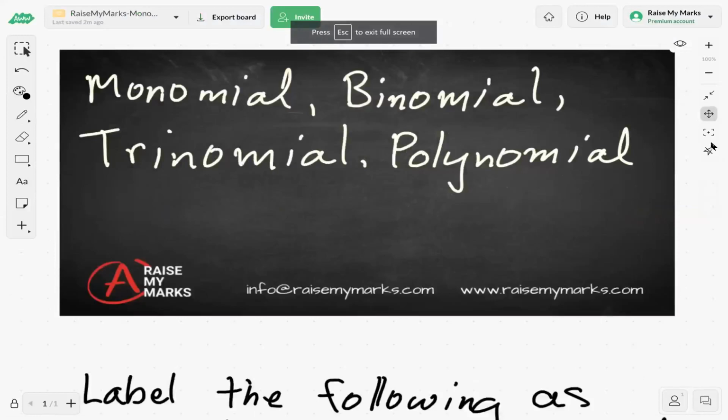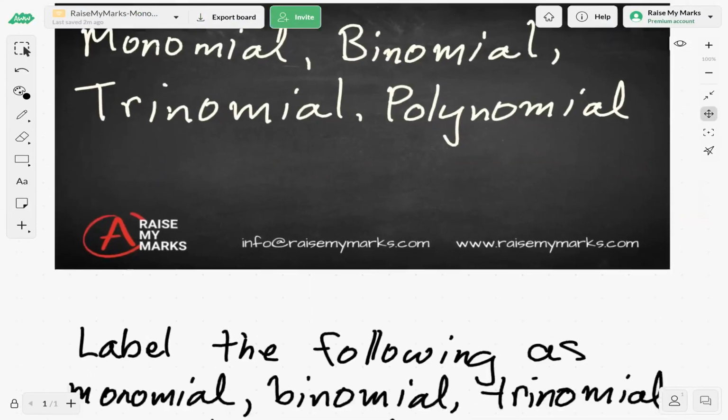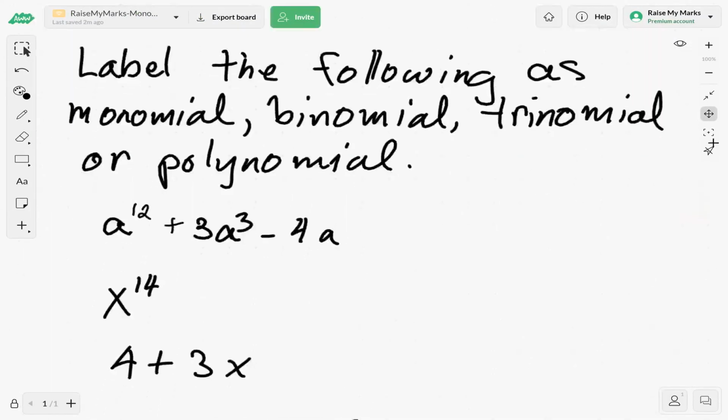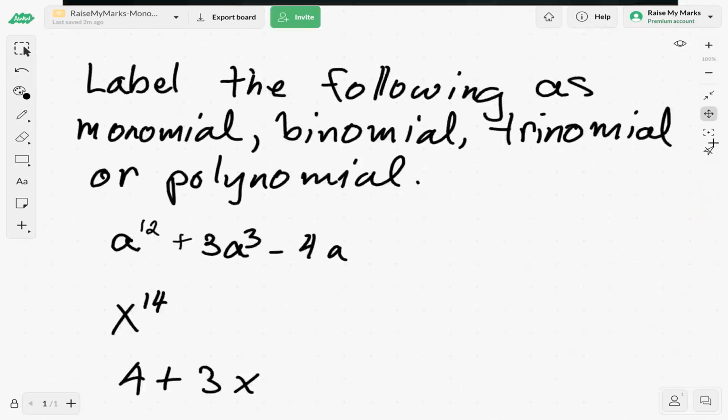So today we're going to look at monomials, binomials, trinomials, and polynomials. So let's have a look at what questions were given today. Okay, so we're asked to label the following as monomial, binomial, trinomial, or polynomial. So what are the differences? So let's have a look.